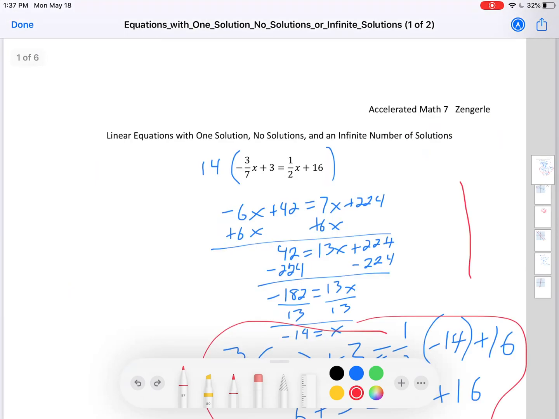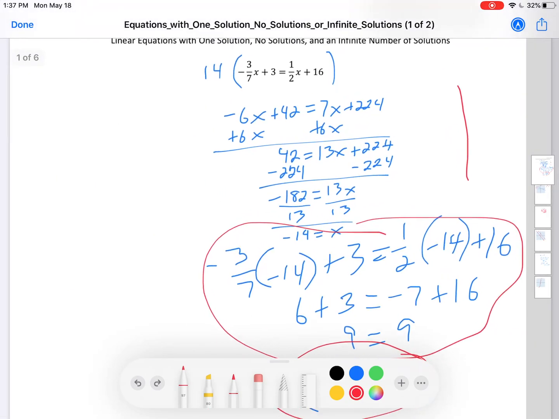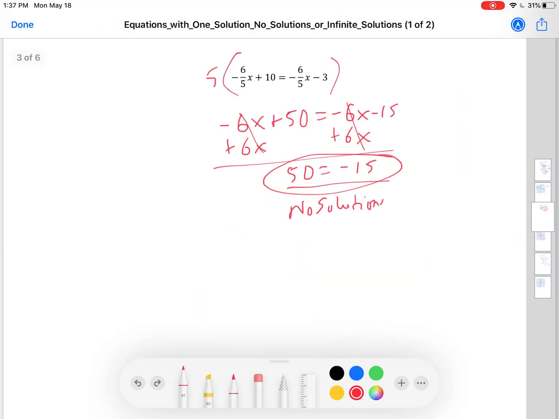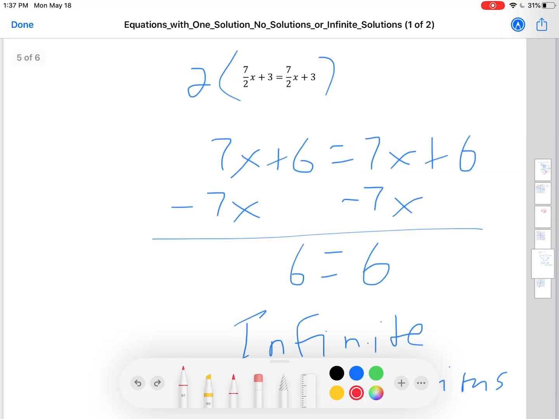So, how do I know these two? This has one solution because it has one solution. There it is. A number equals x. How do I know that this has no solutions? I have a number equals a different number. Never going to happen. How do I know this has infinite solutions? I have one number equals itself. One number always equals itself. Infinite solutions. That's the idea.